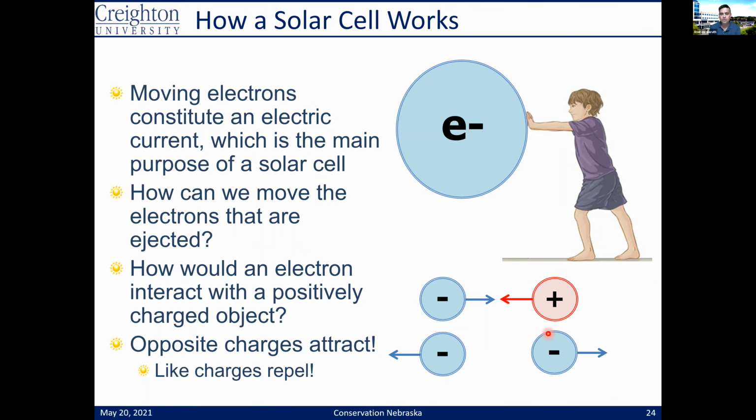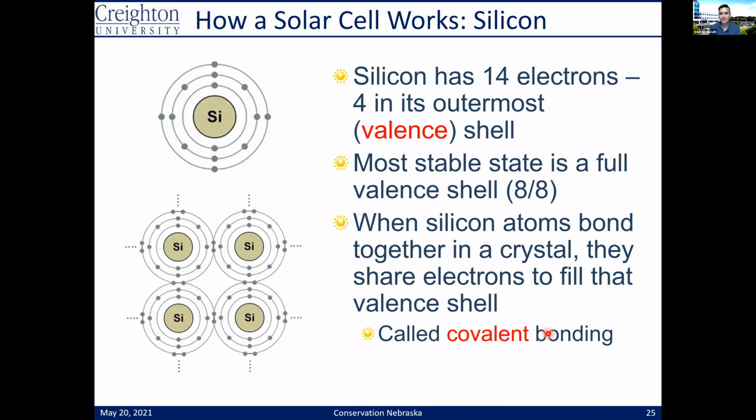And it turns out for solar cells, we're going to have to do both. So how do we do this? And how do we do this with silicon? All right, so this is your quick chemistry lesson. All right, so let's talk about silicon for a second.